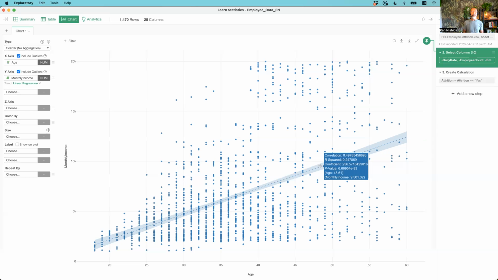So you can say, okay, there is some relationship, but it's not like once you know the age, you can precisely predict the monthly income.